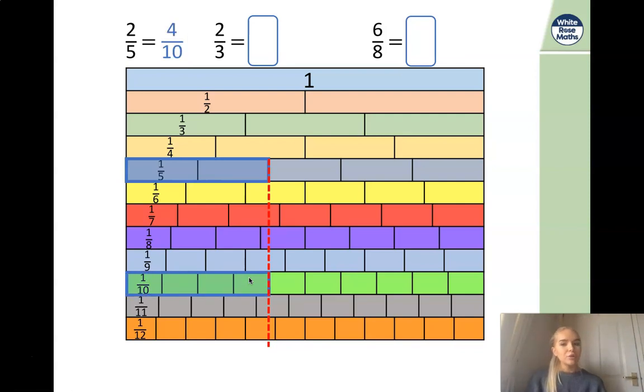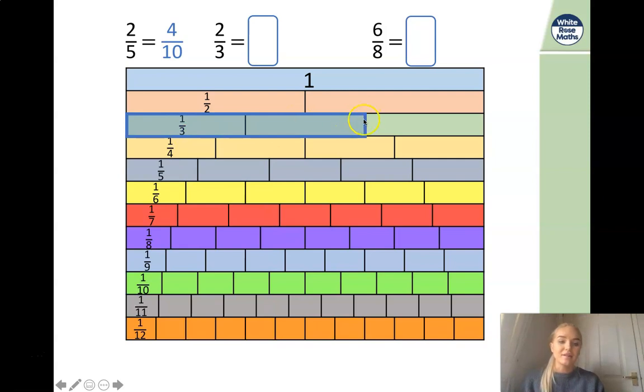Next one then, 2/3. I think I'm going to be looking at my peach bar. Am I correct? No, I'm not correct, am I? Why am I not correct? Yes, I'm going to be looking at my mint green bar because it has the same denominator. But which line am I going to look at? Where is 2/3? You're absolutely right. I can count 1, 2, and 2/3 is this line here.